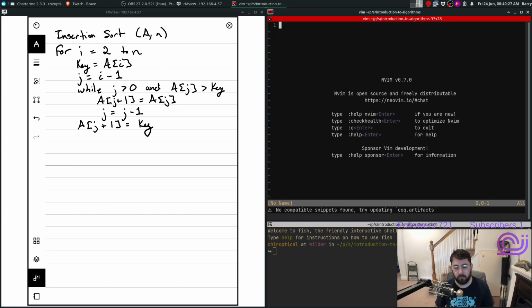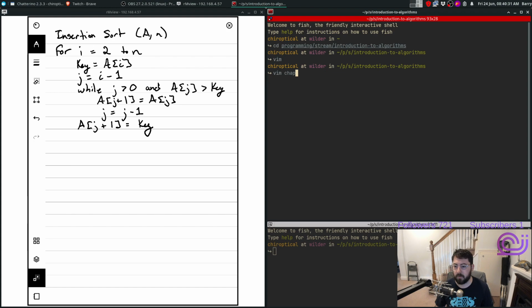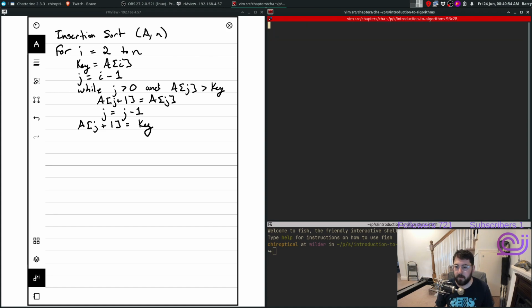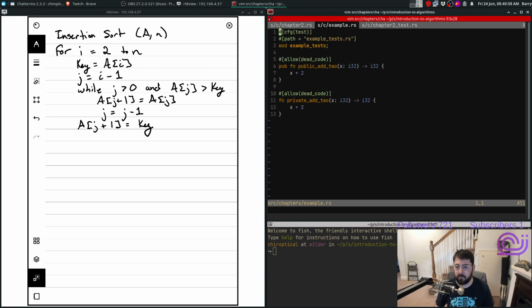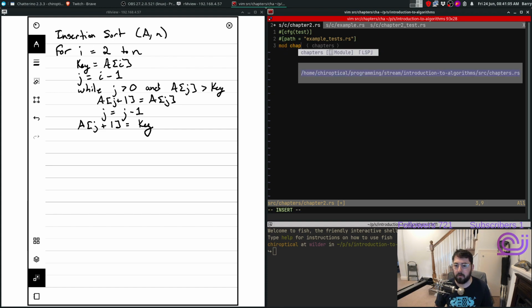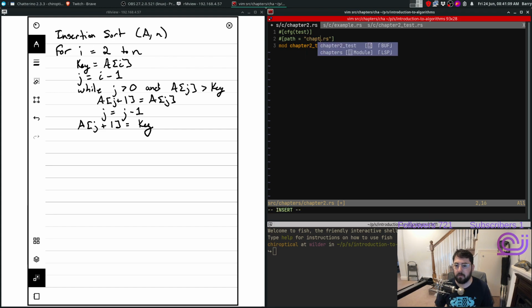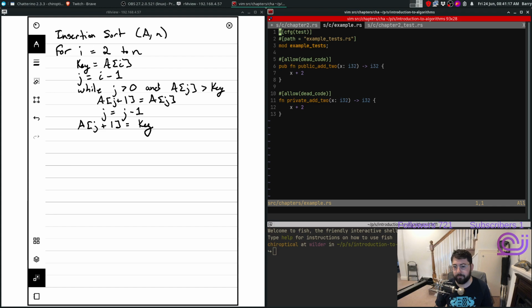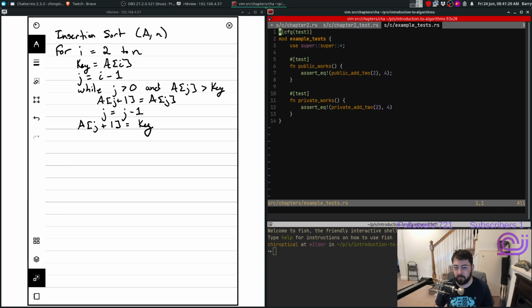So I've set this up such that each chapter can have its own Rust file like this. And then also if we decide that we want tests, we can also make a chapter 2 test rs. And there's like some way to basically include this chapter test file. So if we decide we want to do tests, then we can do that like this. And there's also example tests.